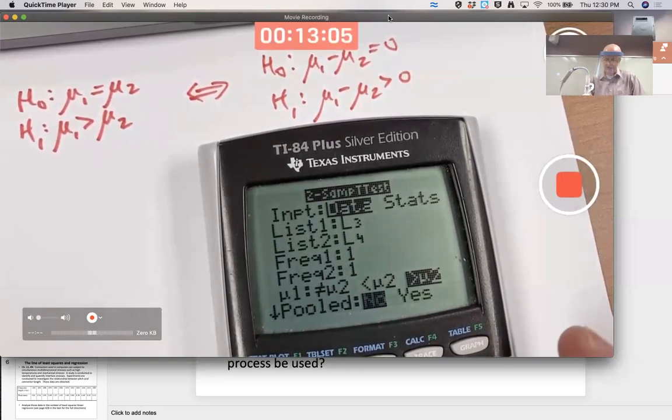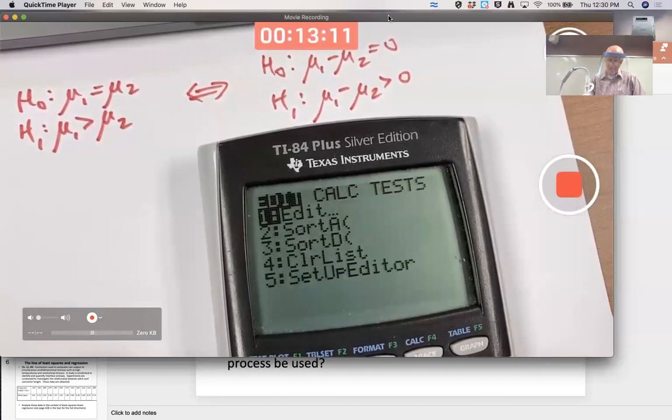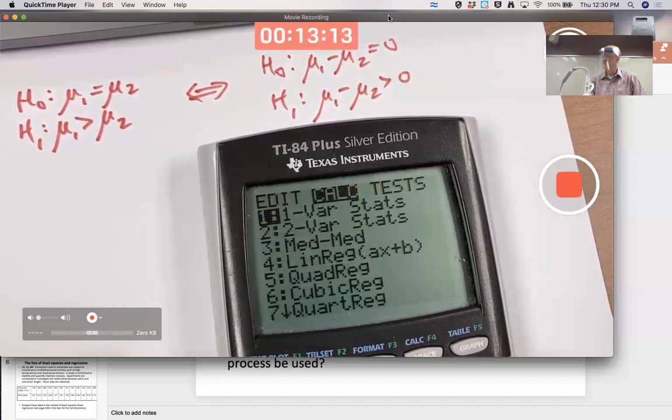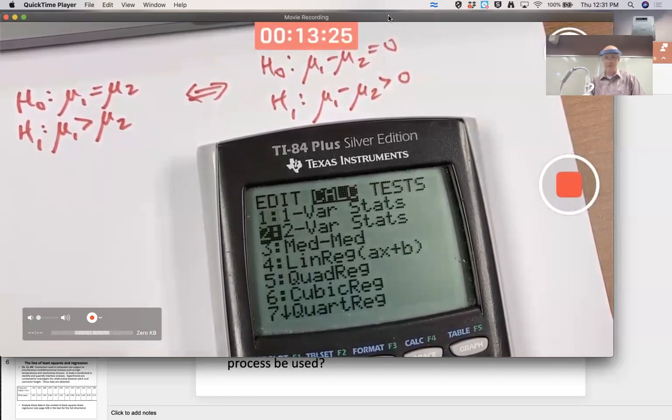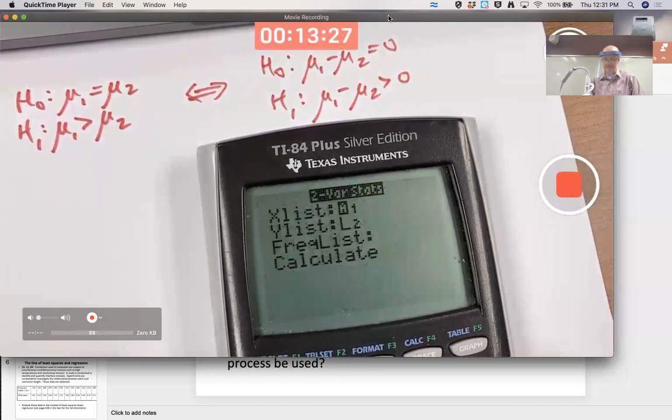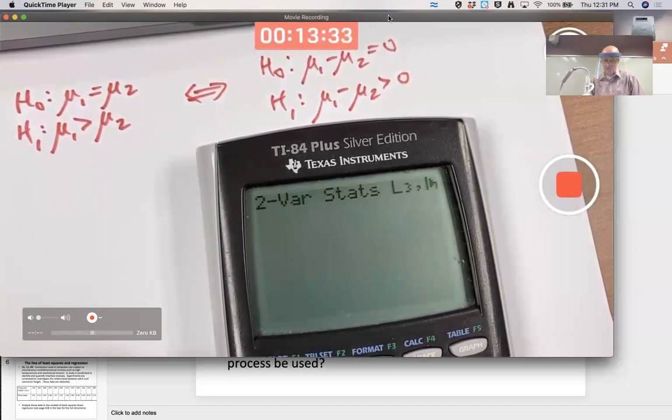Maybe before I do this test, I should go back out here. Let's not do the test yet. Maybe we should just look at the sample standard deviations and see if they are relatively close together or not. I'm not going to change my final approach in the end anyway, but if I do two variable stats, I won't get an error because the sample sizes are the same. List 3 and list 4. There we go.